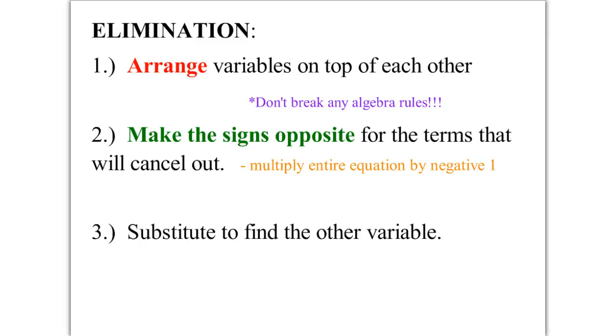This video is about using combination or elimination to solve systems of equations. So the first thing you're going to do is try to arrange your variables on top of each other. So you have x's and y's lined up, and then the equal sign's always lined up as well.